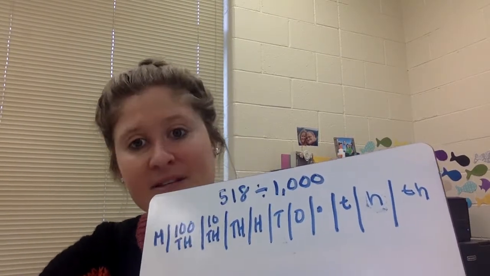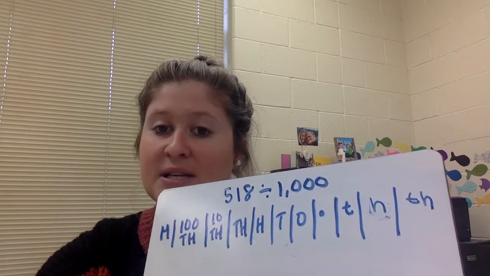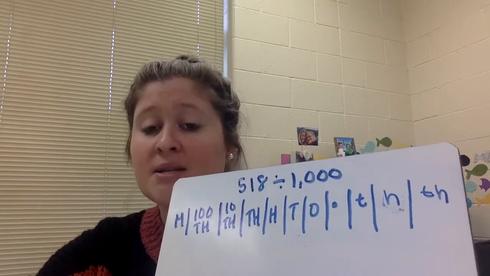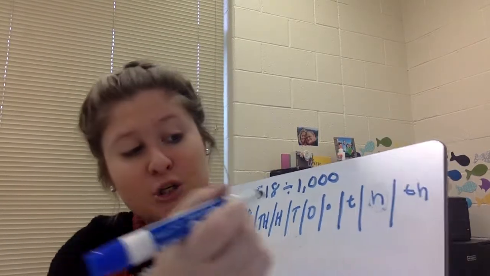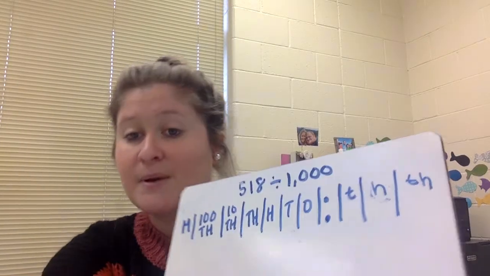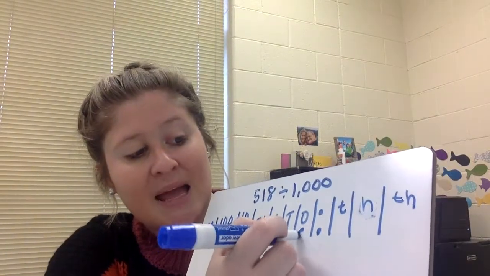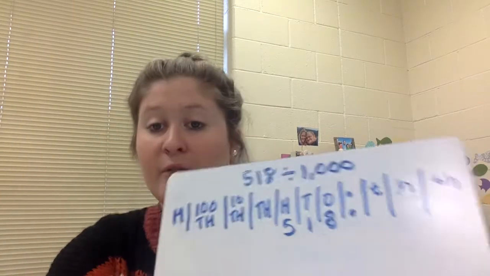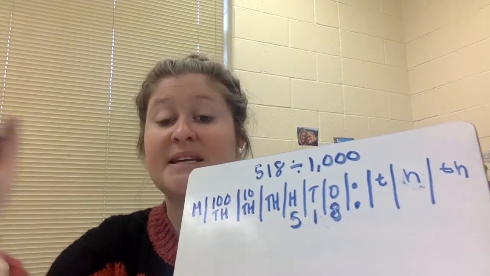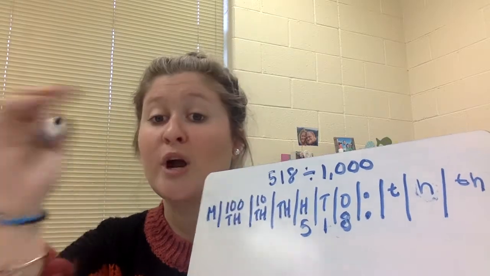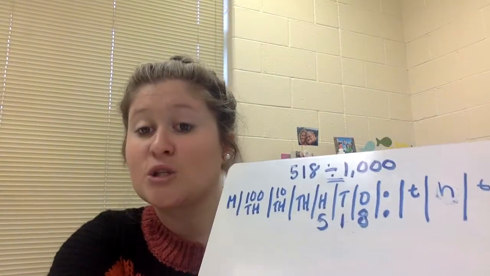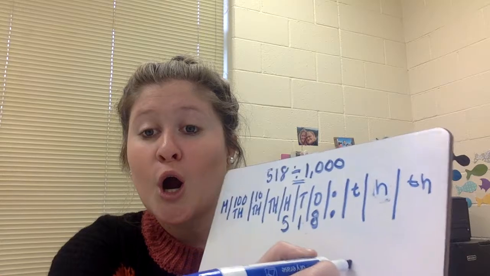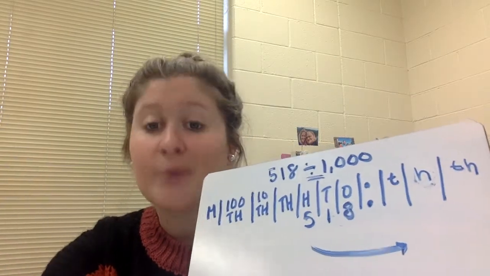518 does not have a decimal. But where could I put the decimal to help me line up on my place value chart? Decimals go at the end of numbers. So I'm going to go ahead and put a decimal as my place value holder, my 8 in the ones place, 1 in the tens place, 5 in the hundreds place. So it looks like 518 as a whole number. We are dividing. So my answer is getting smaller. So these numbers are going to move towards the smaller place values.